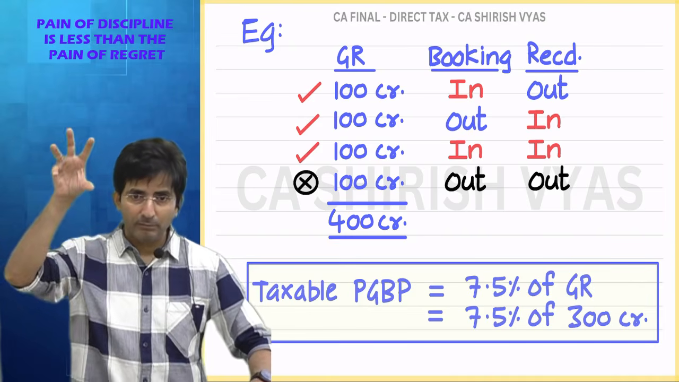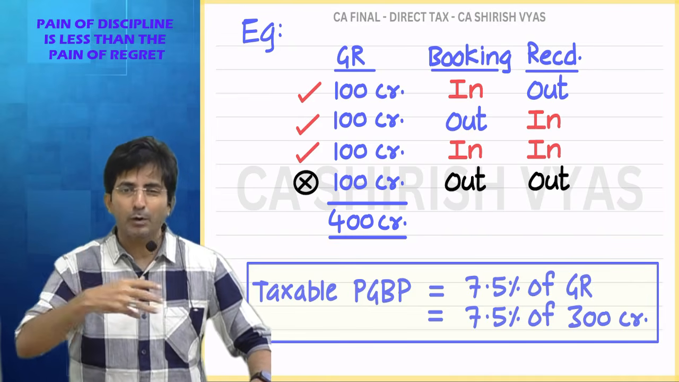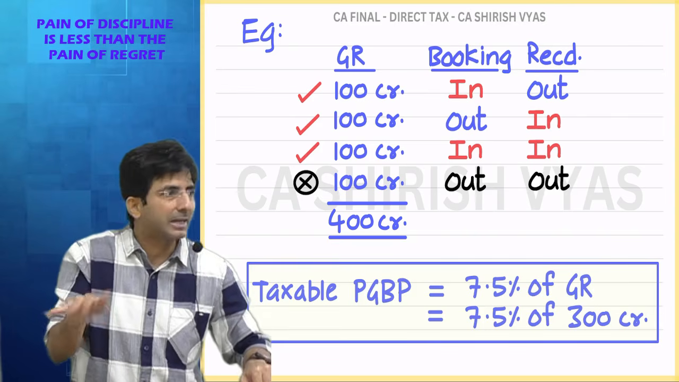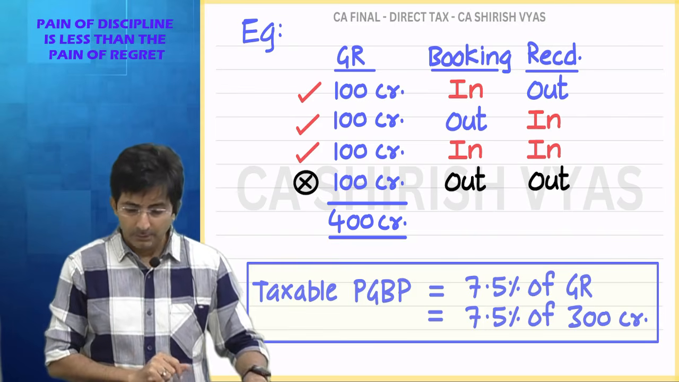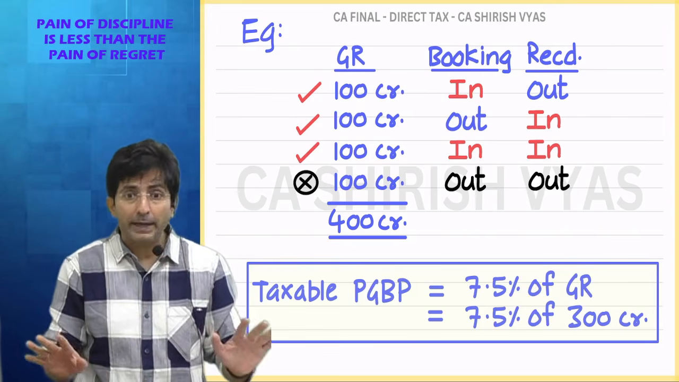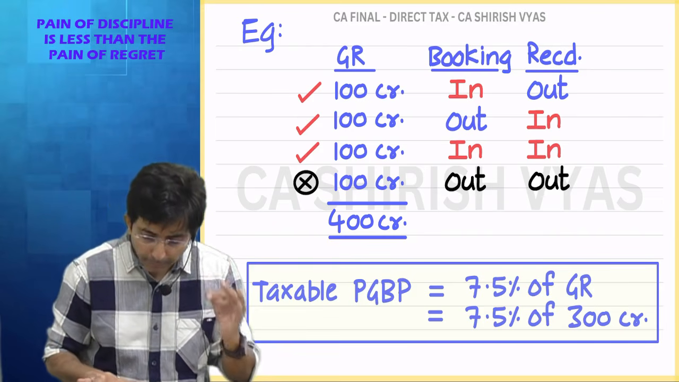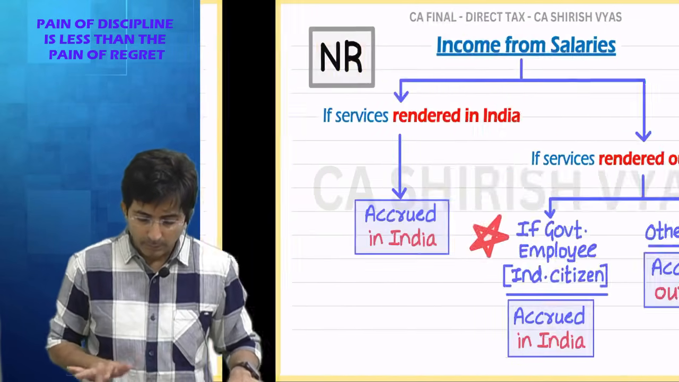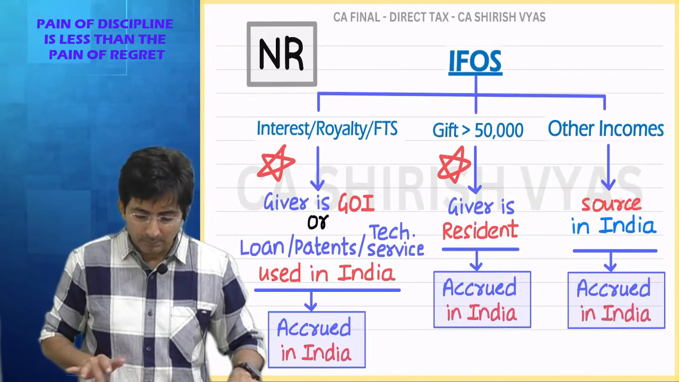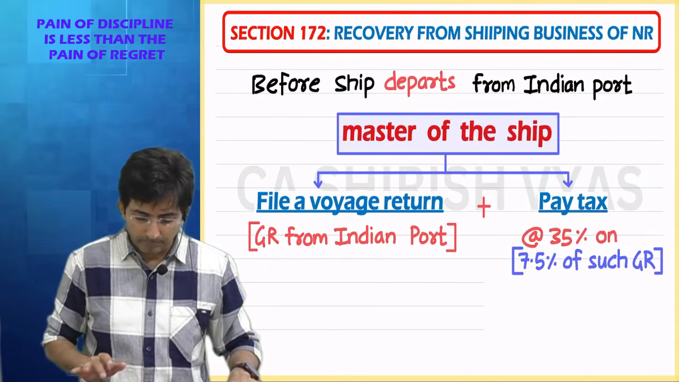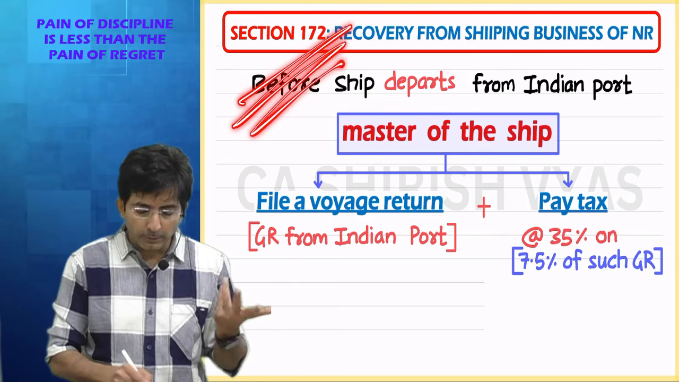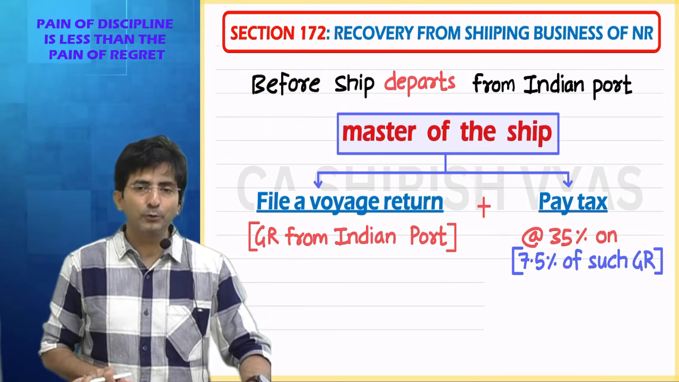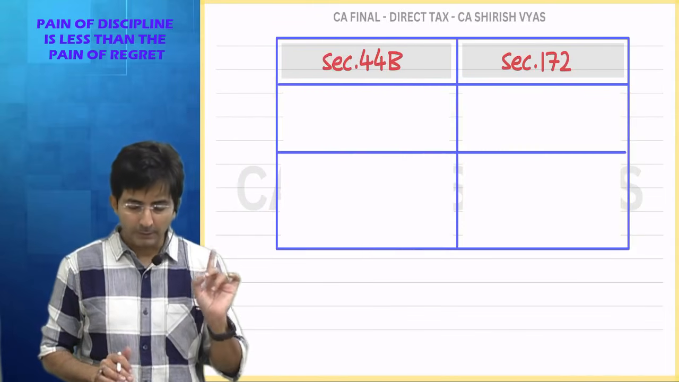And when you file the main return, whatever taxes you have paid at the time of each departure, it will be adjusted like advance tax. See, you know, this clarity people don't have. There is a major confusion in the market. What confusion? That what is the difference between 172 and 44B? They get confused. So see, difference is clearly highlighted.